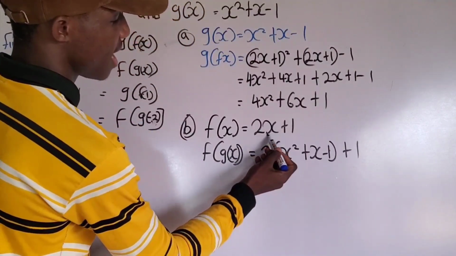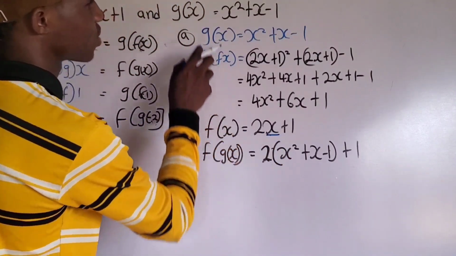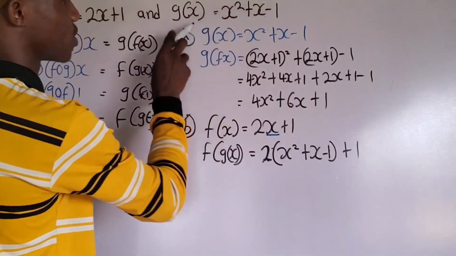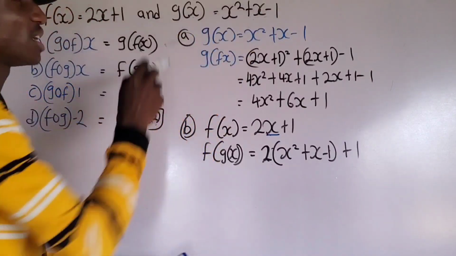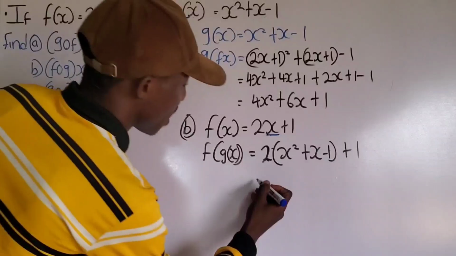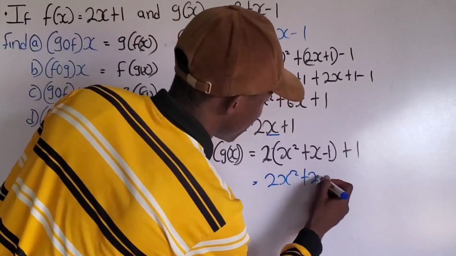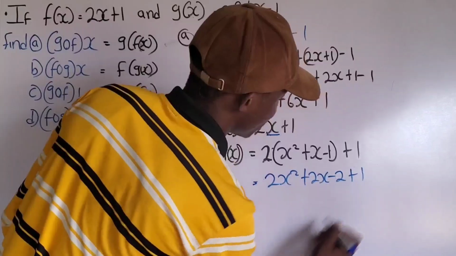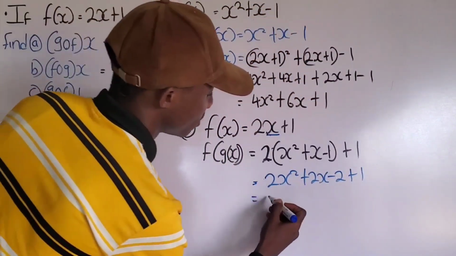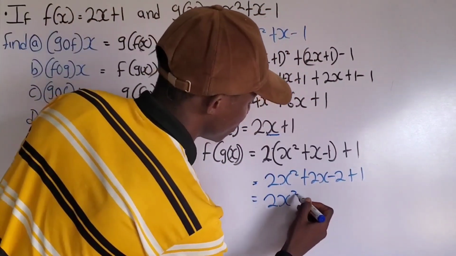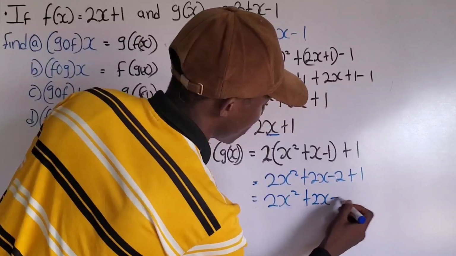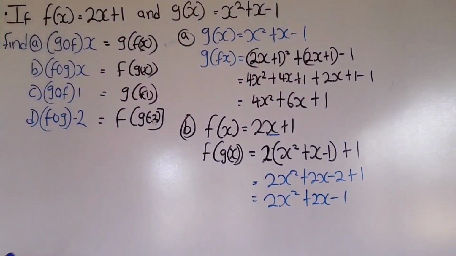When I see x in f of x, I substitute x squared plus x minus 1, because x squared plus x minus 1 is equivalent to g of x. So I'm going to have here 2x squared plus 2x minus 2 plus 1. That will be 2x squared plus 2x minus 1. That is the final answer. Do you understand? Now we are done with question B.